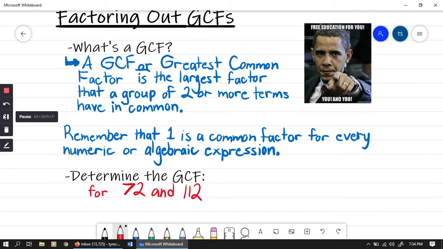Okay, so next we're going to look at determining some GCFs, or greatest common factors. Let's look at what the GCF is between two numeric expressions, two numbers like 72 and 112. Let's look at both of these numbers, and it may help some of you to actually write out the factors.